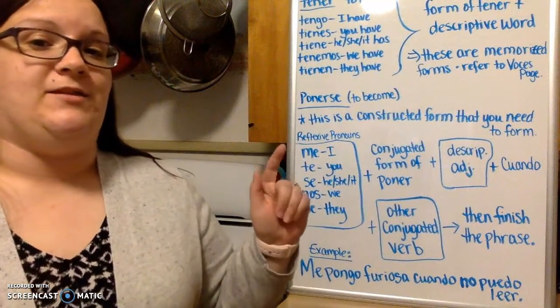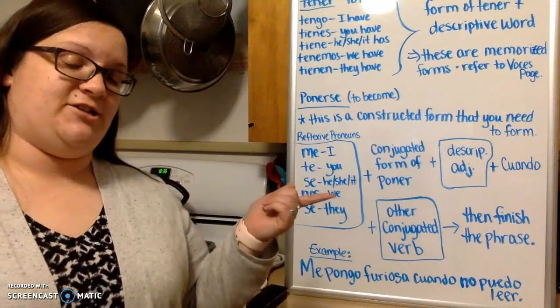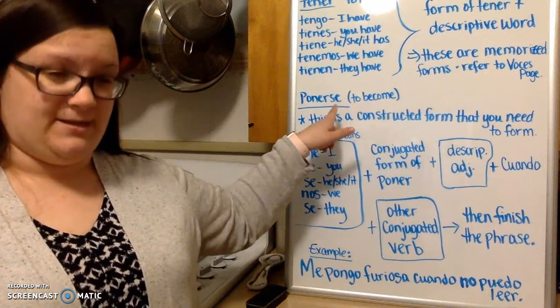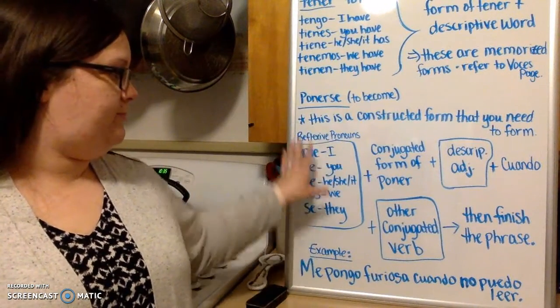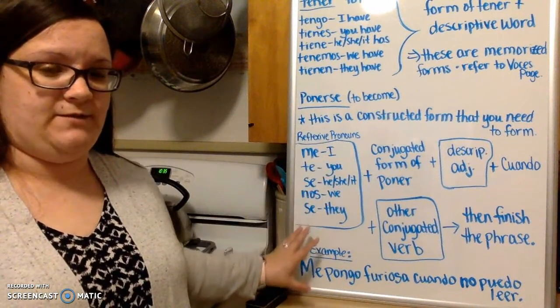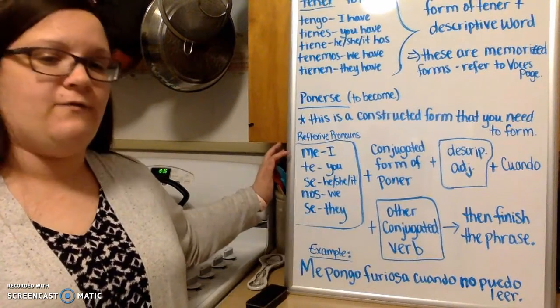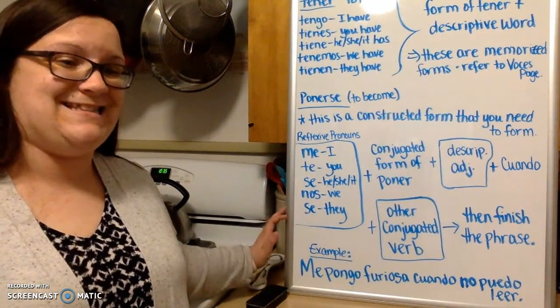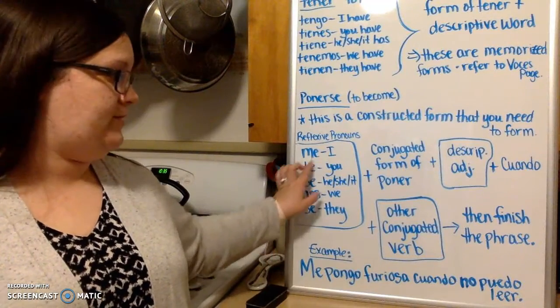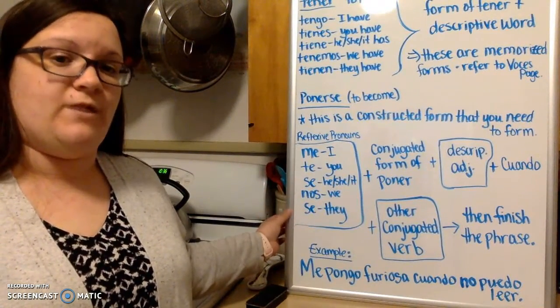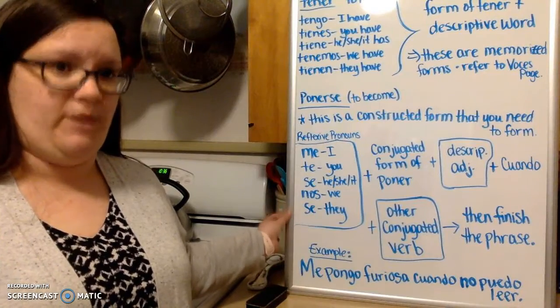Now, at the beginning of your conjugation, you need to take your se, because this is the reflexive part, all right? And you need to pick the correct reflexive pronoun. So just to remind you what those are, I wrote them up here for you. We have me, te, se, nos, se. All right, so I put the English beside it. But these things are the things that we would put in front of our conjugated verb poner.